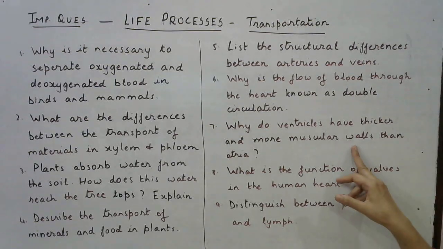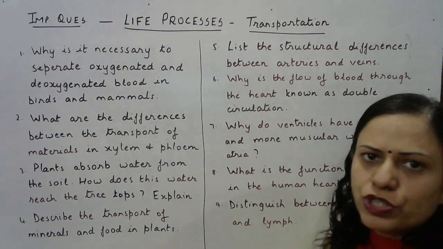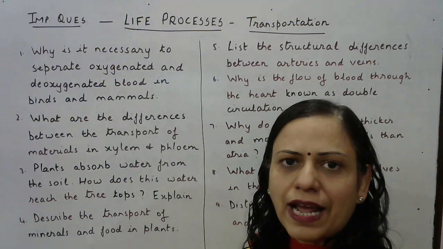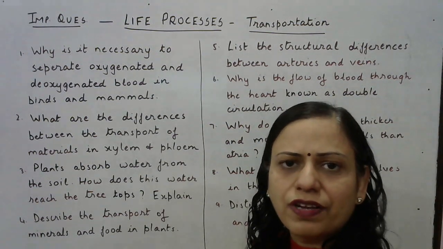Then why do ventricles have thicker and more muscular walls than atria? Because when the atria contract, they just have to push the blood to the ventricles. But when the ventricles contract, the contraction has to be very forceful so that the blood is pumped to each and every organ of our body.